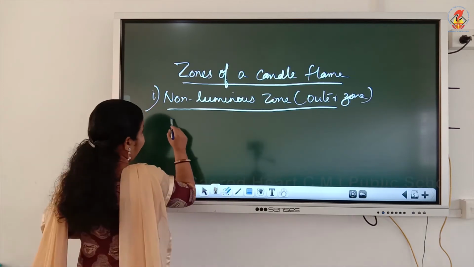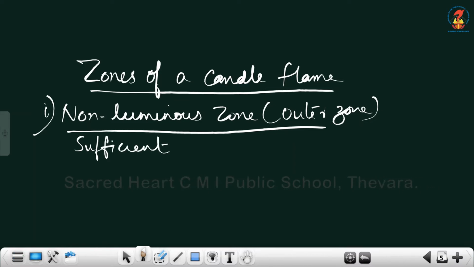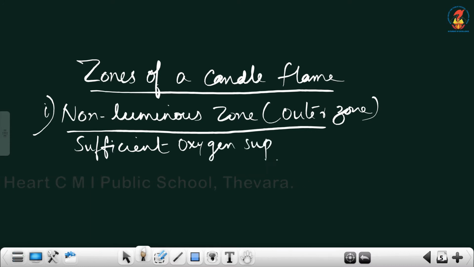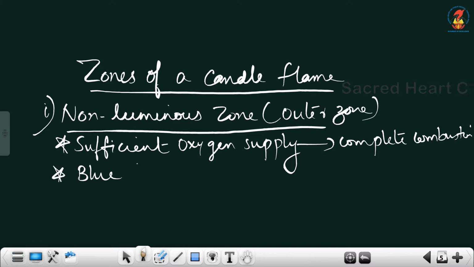Here, there is sufficient oxygen supply. In the outermost zone, there is sufficient oxygen supply. So what about the combustion? Is it complete or incomplete? Combustion is complete. Complete combustion takes place. As a result, the color of the flame produced is blue. So the first point is sufficient oxygen supply, so complete combustion takes place. As a result, the color of the flame in the outermost zone will be blue.